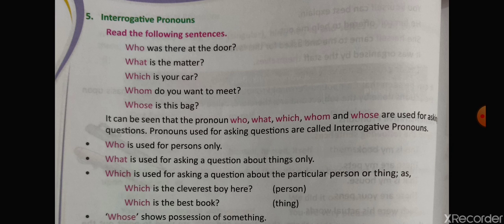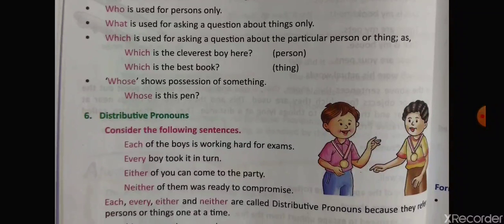So, who was at the door? What is the matter with you? Where is your cat? Whose is this bag? So these are the sentences that we use in asking questions. So these are interrogative pronouns. These are the examples that you can read yourself.